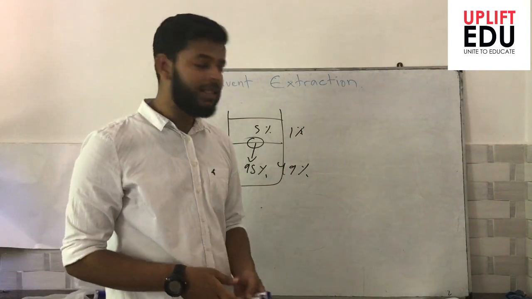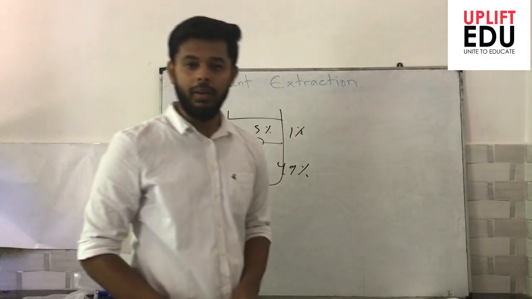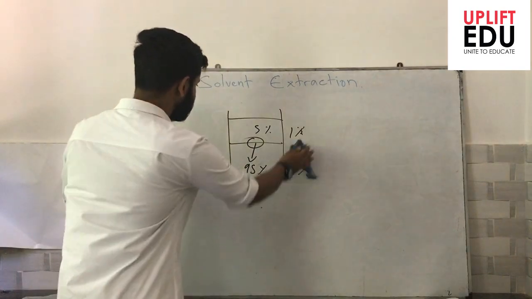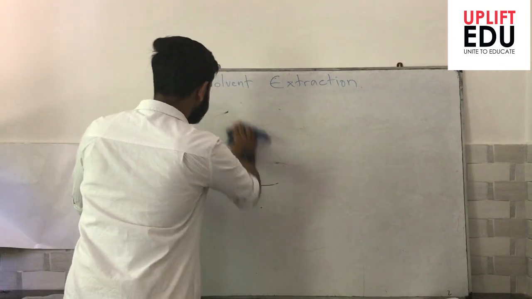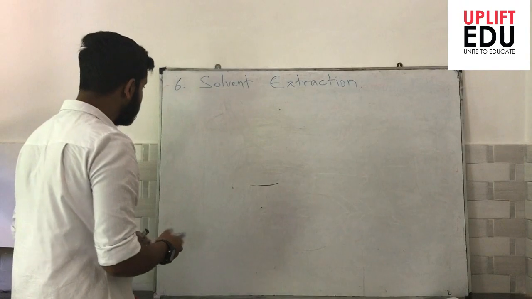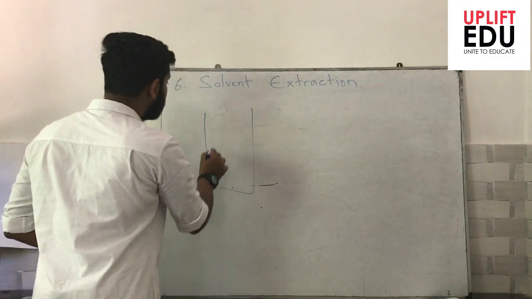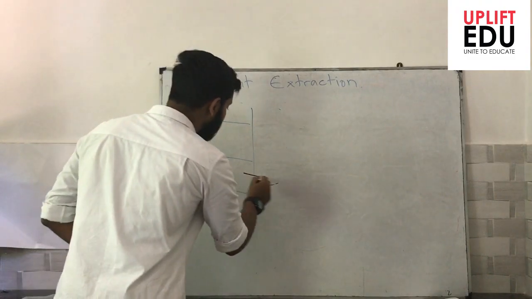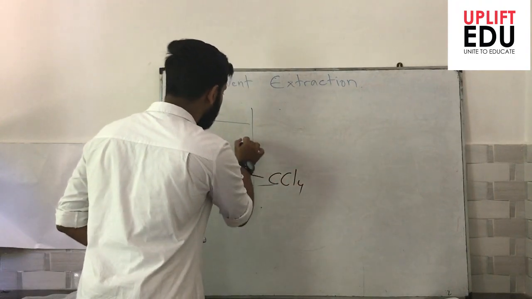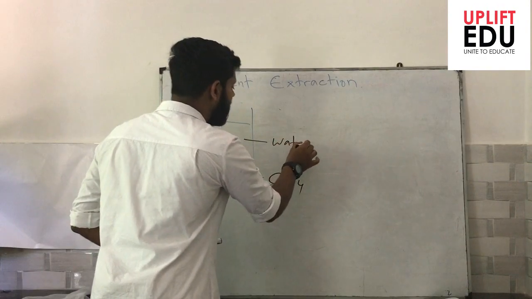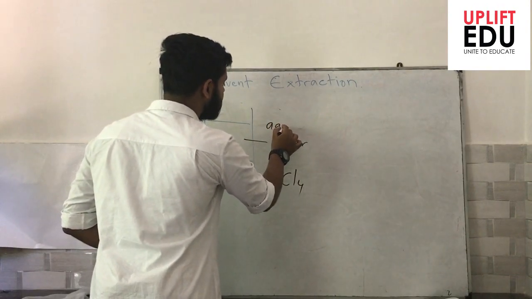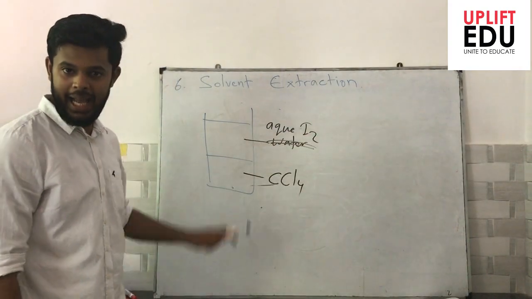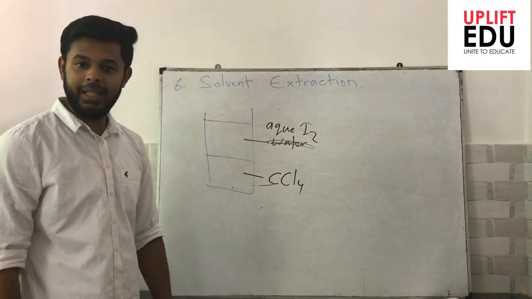The common example that we look at in our laboratory is the iodine solution and carbon tetrachloride. Let me consider a mixture that has two solvents. Let me say I have carbon tetrachloride, CCl4, and water, or let me say aqueous iodine solution, not just water. This is the aqueous iodine I have on top, and I place it on carbon tetrachloride.